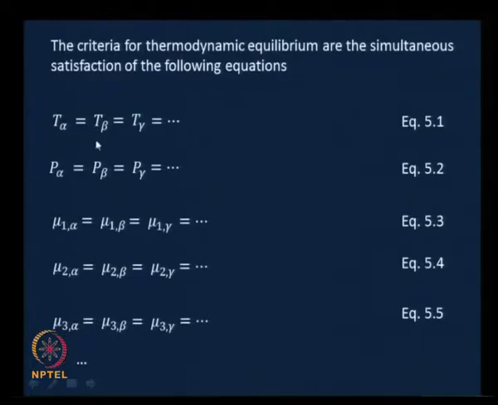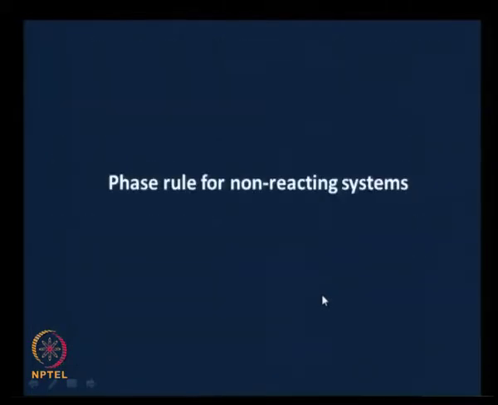For example, T alpha equals T beta is one equation, T beta equals T gamma is another equation and so on and so forth. Therefore, if there are pi phases, there would be pi minus 1 different equations here, and that is valid for each one of these composite equations. This is what we saw in the last class, very fundamental. So, it is good to go over it again. And then we also saw the phase rule for non-reacting systems.